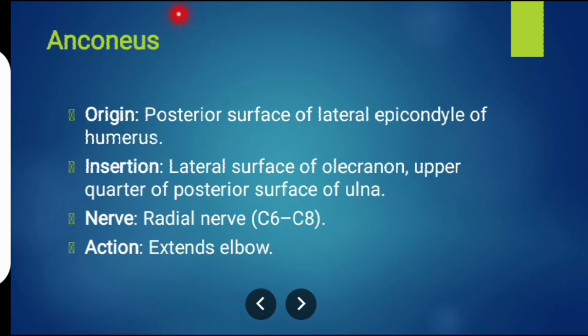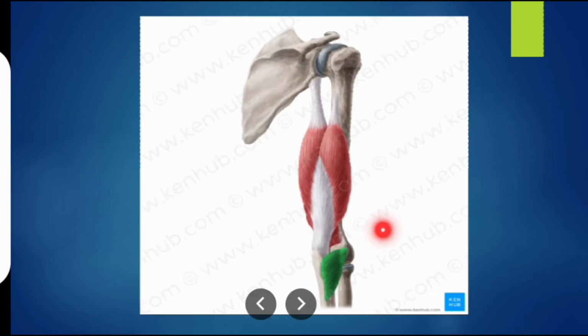Second elbow extensor is anconeus. Its origin is posterior surface of lateral epicondyle of humerus, and insertion is lateral surface of olecranon and upper quarter of posterior surface of ulna. Nerve supply, radial nerve. Action, elbow extension. The muscle in green is anconeus muscle.